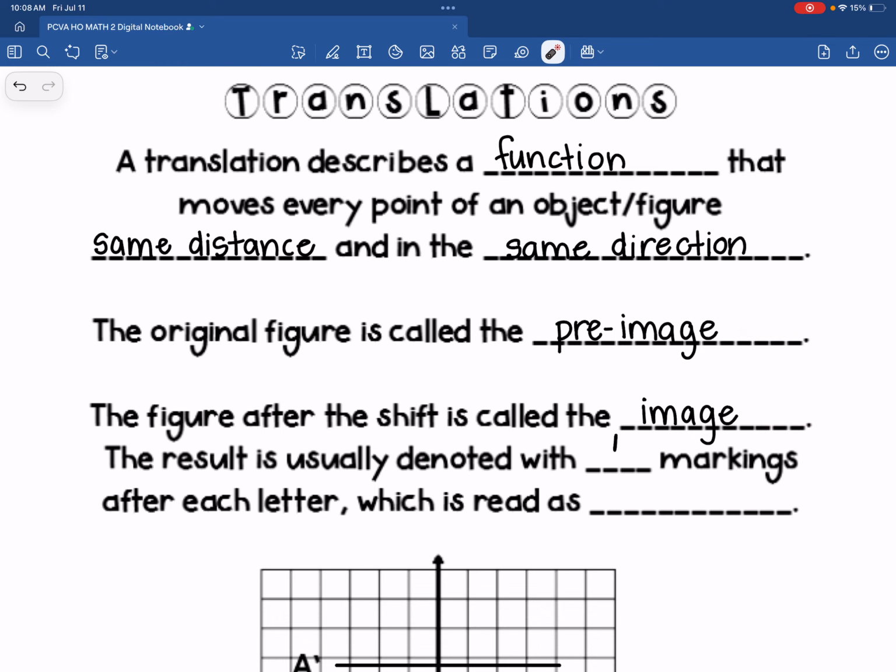So that just means it's been moved. After each letter, which they will read as prime, is what the terminology is called. So if I say I have the pre-image is A, B, and C, we'll say that I have A prime, B prime, C prime. Okay?